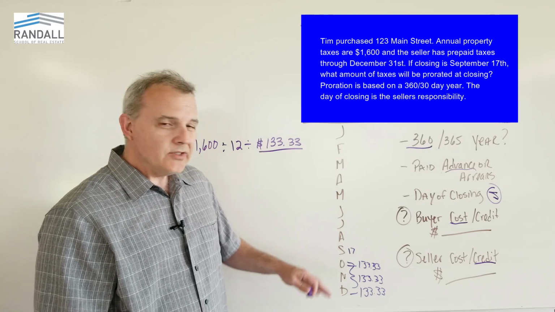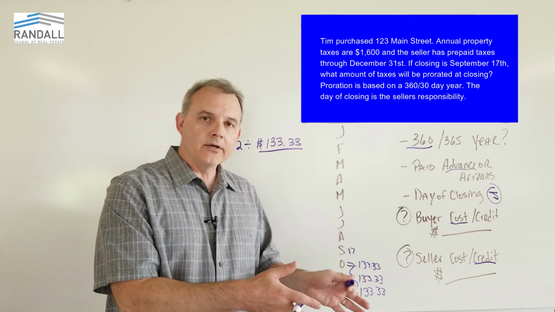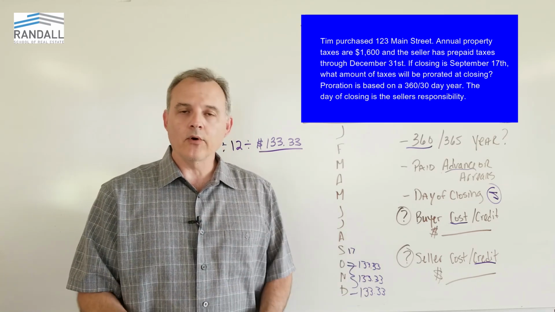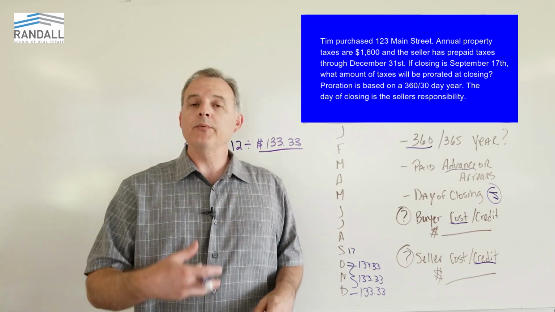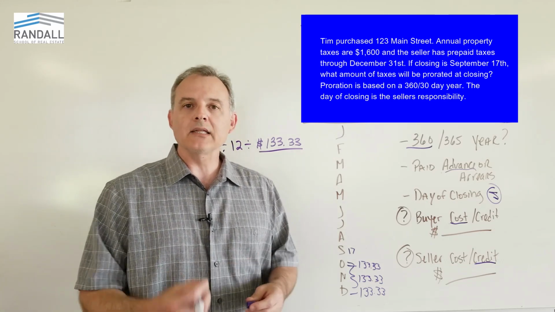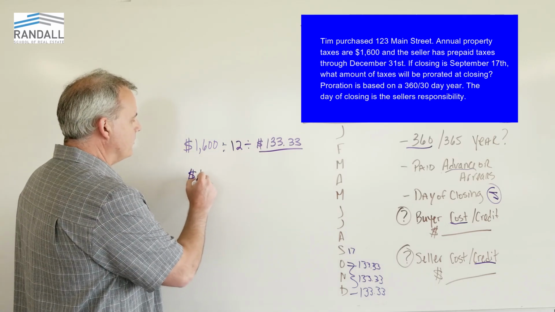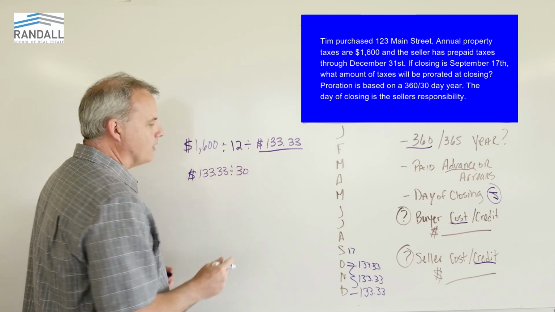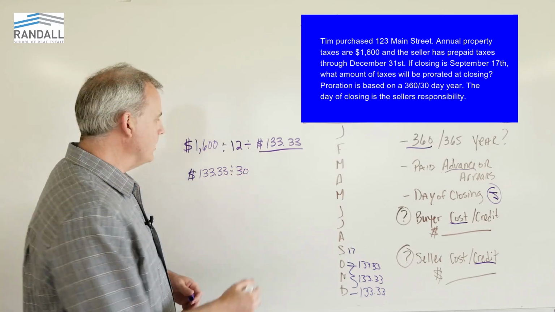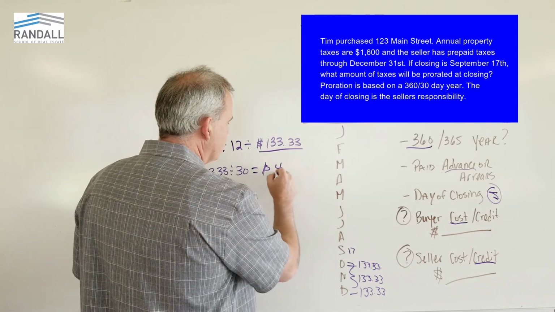We know that the closing's on the 17th, so there's going to be a certain number of days that the buyer is going to have to reimburse the seller for. But we can't do it by just using the monthly rate because we would overpay the seller. So we have to break this down into per diem. We're going to take $133.33 and divide it by 30, which represents 30 days in our month. When we do that, that gives us $4.44.